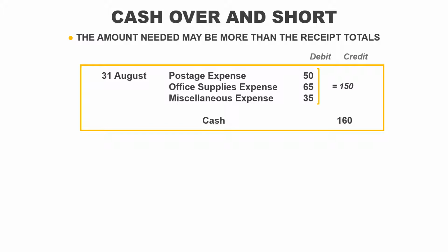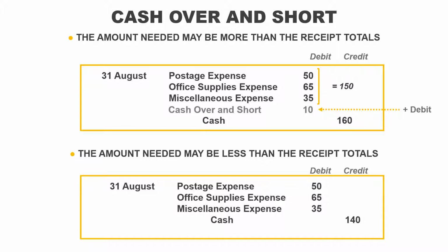In this instance, we debit the cash over and short account to increase the expenses in order to achieve a balance. Other times, the amount needed to replenish the fund is less than the total of the receipts. In this instance, we credit the cash over and short account to increase cash in order to achieve a balance. It is important to remember that the cash over and short account is added to the side with the smallest balance. That is either the debit side or the credit side.